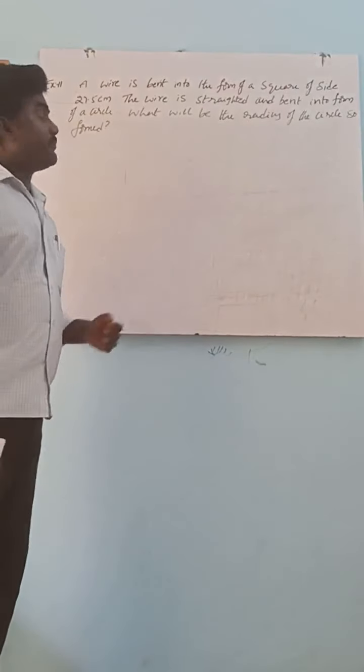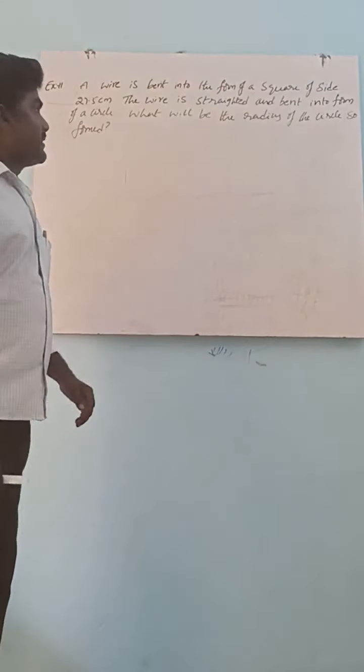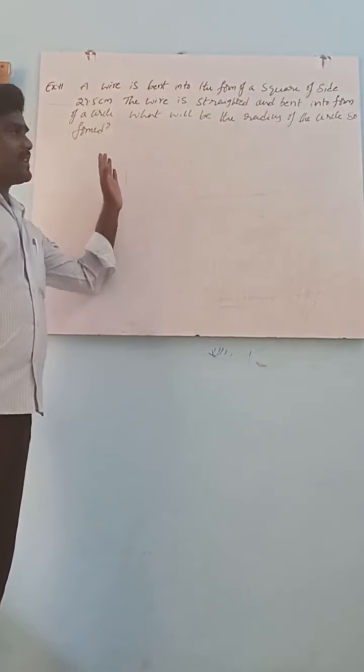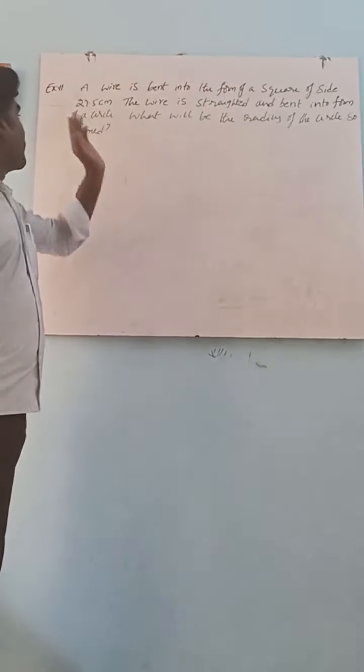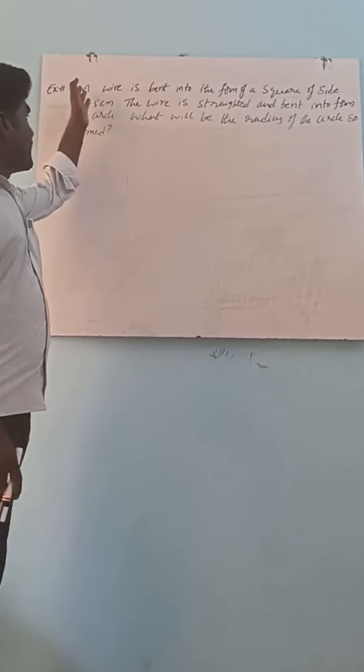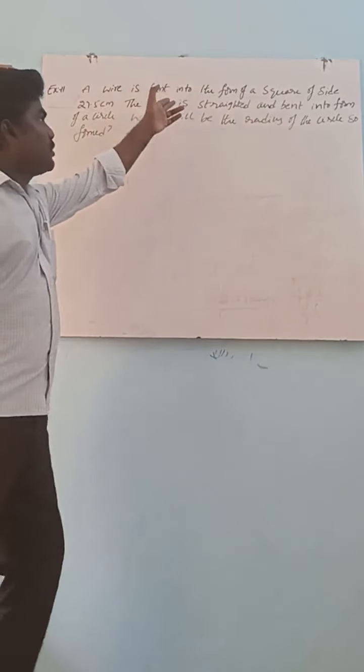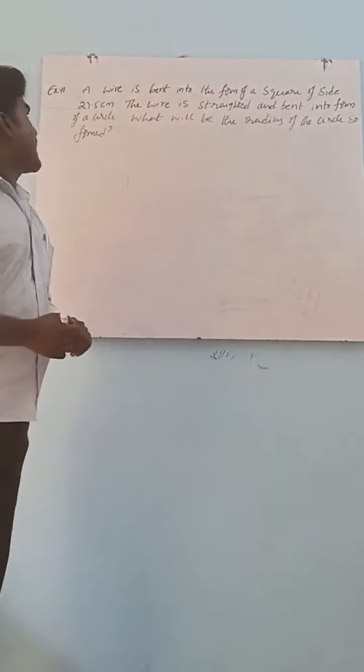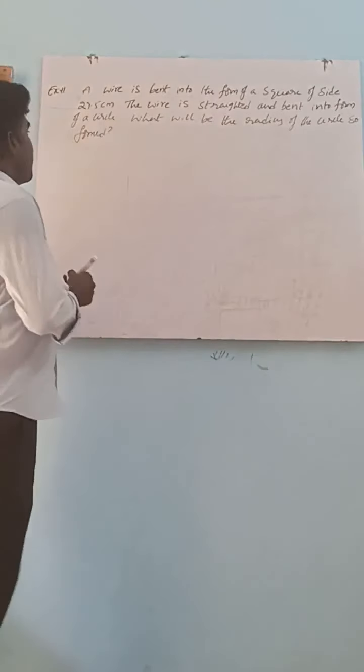Good evening, students. Now I am teaching 8th class, 9th chapter, area of the plane figures, example 14. So what is the question? A wire is bent in the form of a square of side 27.5 centimeter.